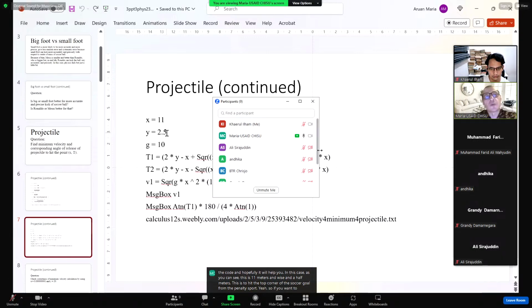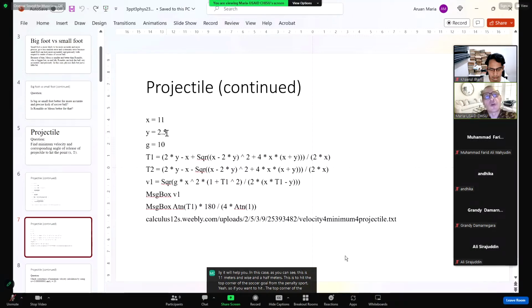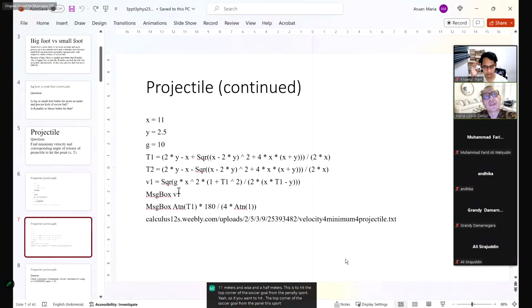This is to hit the top corner of the soccer goal from the penalty spot. So if you want to hit the top corner of the soccer goal from the penalty spot, that's the minimum velocity, and those are the two angles of release and the minimum velocity you need to hit it. But of course, if you want to hit it faster, you can increase your velocity. You can hit as hard as possible, so that your velocity can be much bigger than the minimum velocity, if you can.